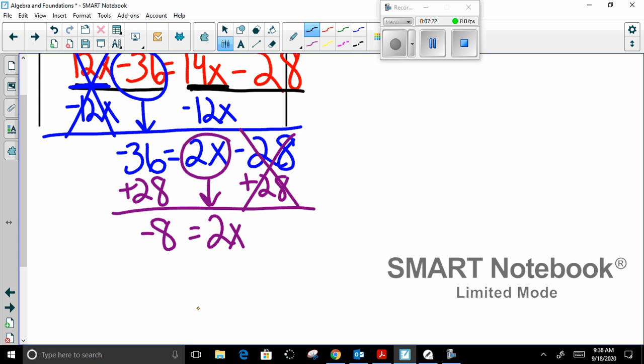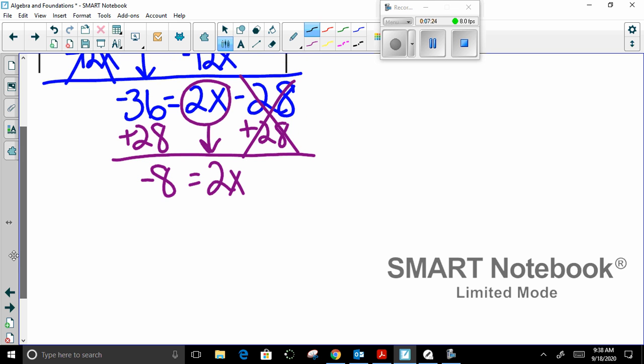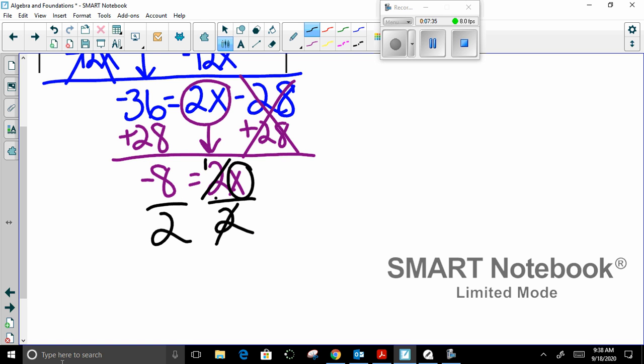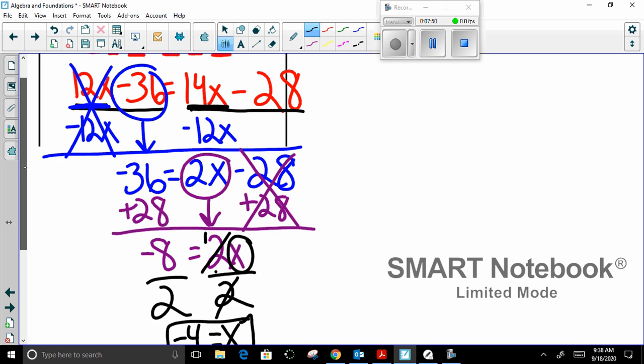I want to go ahead and finish solving for x. Can't touch that x till I get rid of the 2. When they're next to each other, it's multiplication. The opposite is division, so divide by 2. Anything divided by itself is 1. 1 times x is x. Negative 8 divided by 2 is negative 4. So this one actually worked out for us. We didn't get a no solution or an infinitely many. Hopefully we'll get that on the next one.